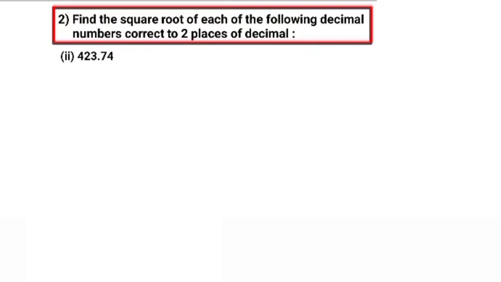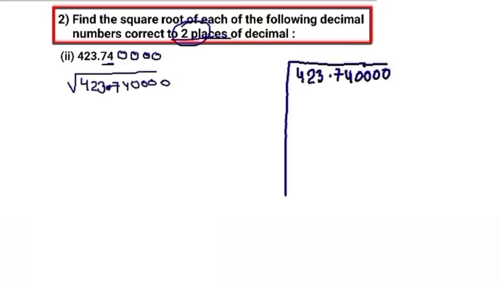Now the question number 2 is find the square root of each of the following numbers correct to 2 places of decimals. Again they asked to find the square root correct to 2 places of decimals. So firstly we will find the square root till the 3 places of decimals. For that we should have 6 digits after decimal. 2 digits we already have, so put 401, 2, 3, 4. Now we have 6 digits after decimal. So find its square root. 423.740000.